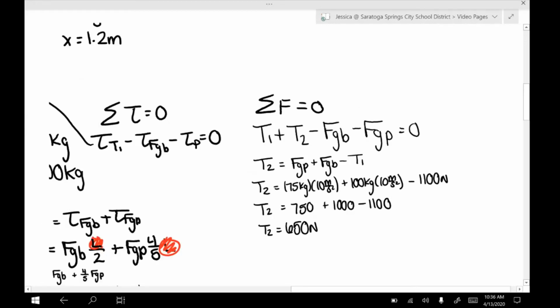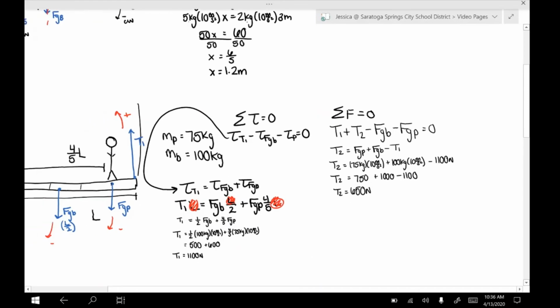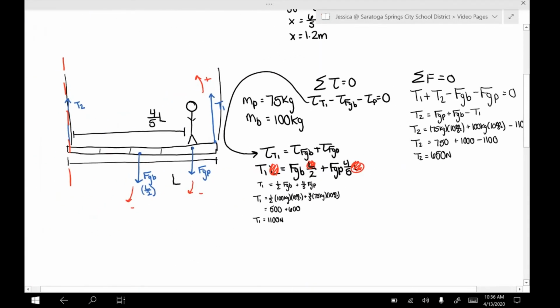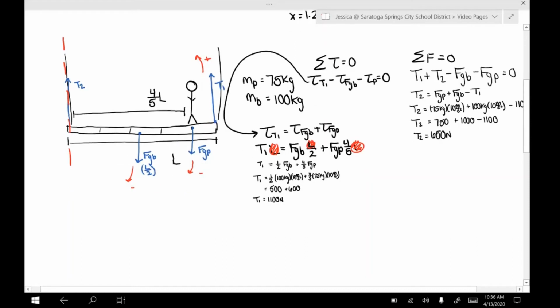Okay, and that makes sense. T2 should be less than T1. The person is closer to T1, so T1 has to work a lot harder than T2 to keep the whole system balanced. Okay. All right, so that's a little bit more complex problem.